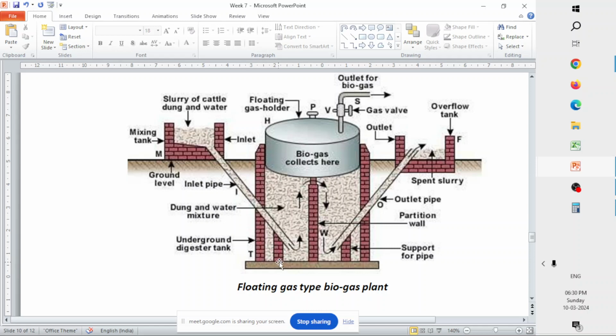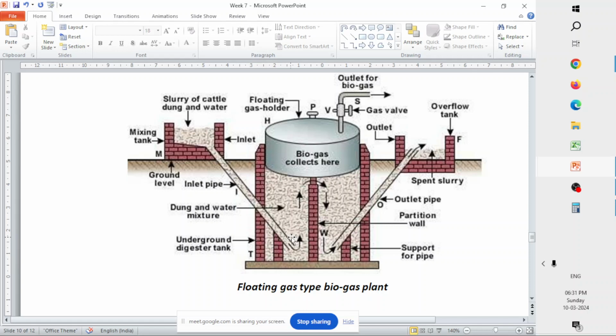So coming to the floating dome, what happens here is the same principle. Here you have a mixing tank, the biomass as well as water is mixed, it passes through the inlet and then goes to your digester tank. Here in the digester tank, the biomass is fed with the microorganisms, which are added to the biomass, and both are mixed properly.